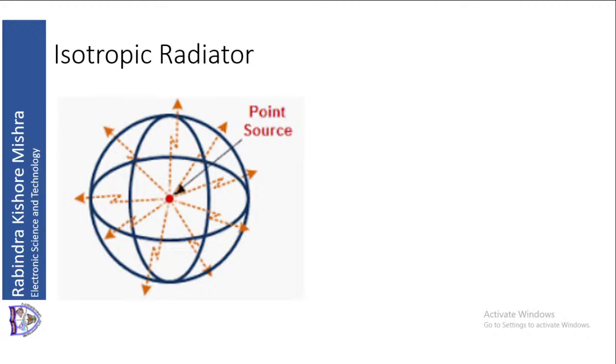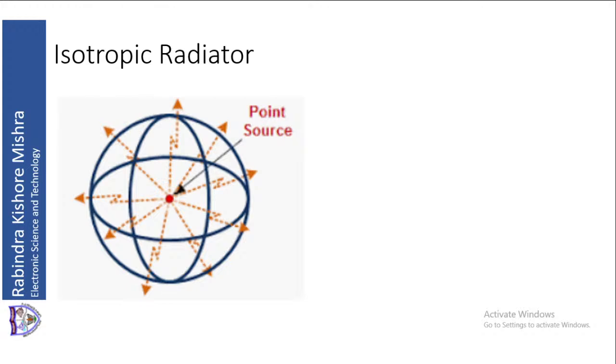We can design physical radiators which try to mimic the isotropic radiator, but they will not meet the criteria of the ideal isotropic radiator. So this is an ideal radiator. This radiator radiates equally well in all directions. If you put this radiator at the center of a sphere, everywhere on the surface of the sphere you will get the same amount of radiation.